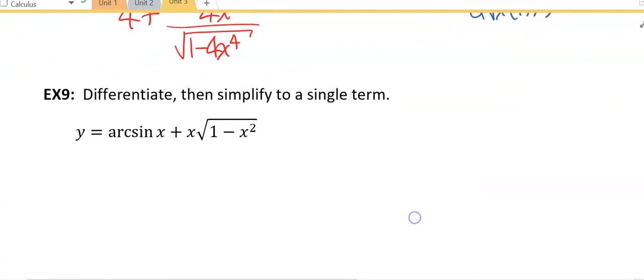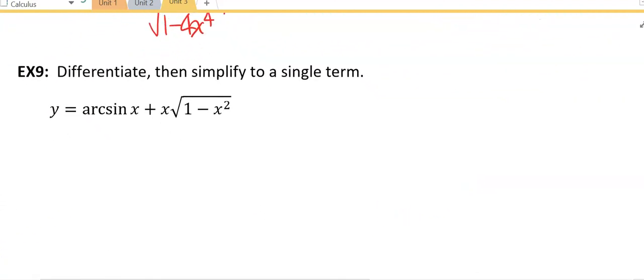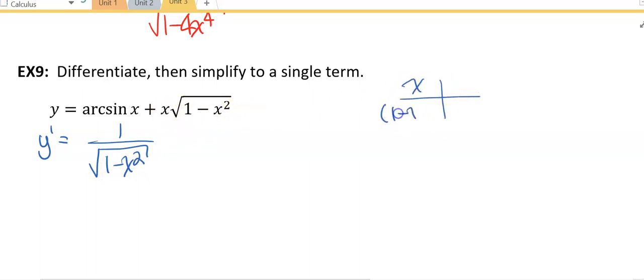Alright, example 9: differentiate, then simplify to a single term. Notice that we're going to have different parts here that we differentiate, so let's get started. y prime is 1 over the square root of 1 minus x squared. This is a product rule, so I have x and I've got 1 minus x squared to the 1/2. This gives me 1, this gives me 1/2 times 1 minus x squared, so chain rule, to the negative 1/2 times the derivative of the inside, so negative 2x. Watch that, I'll drop that negative.